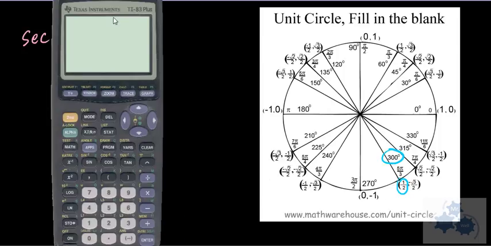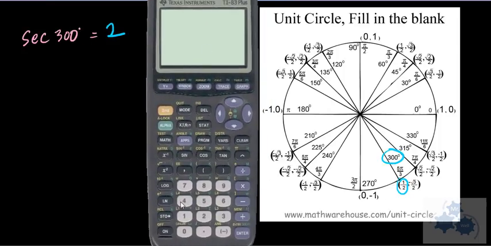Now how do you do that on your calculator? Don't do second function cos. That's not the same as secant. On your calculator, what you have to do is 1 divided by cos of 300. That's how you find secant on your calculator. Look at that. 2. Okay?